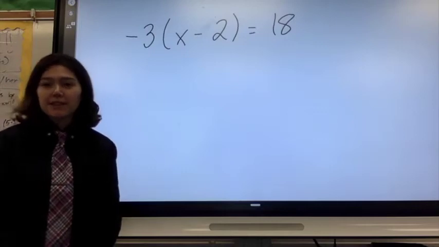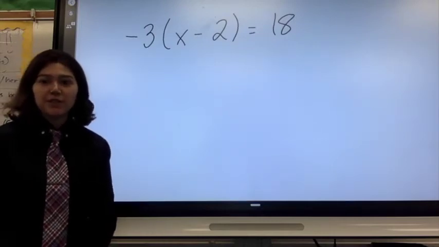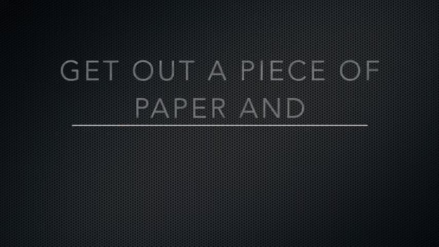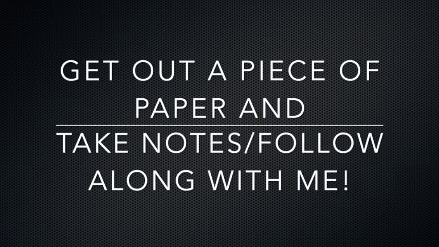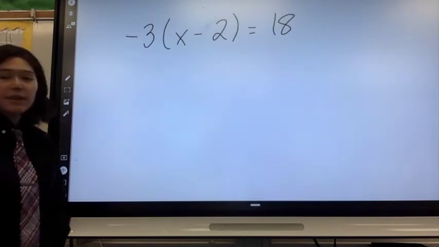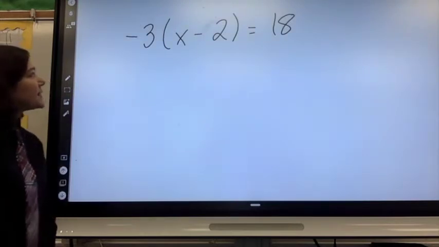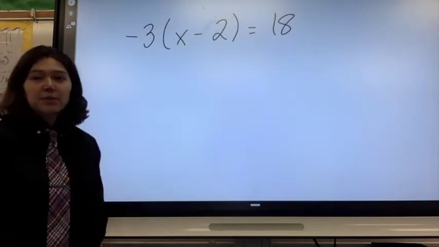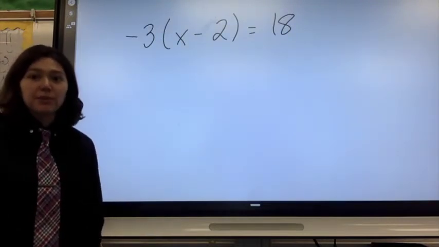Today we're going to go over examples of solving equations that involve the distributive property. For this question, we have negative 3 times the quantity x minus 2 equals 18. So we're going to use the first method we talked about, which is using the distributive property.